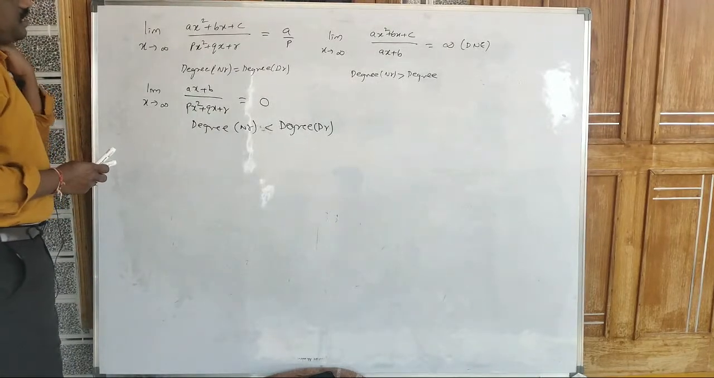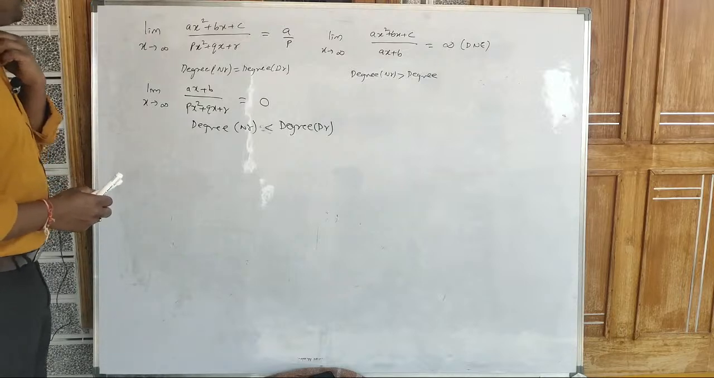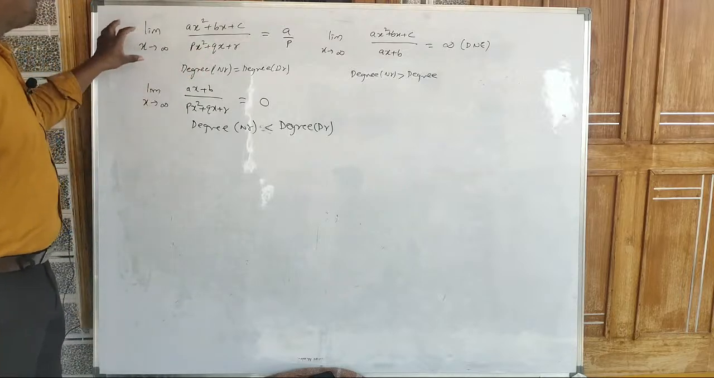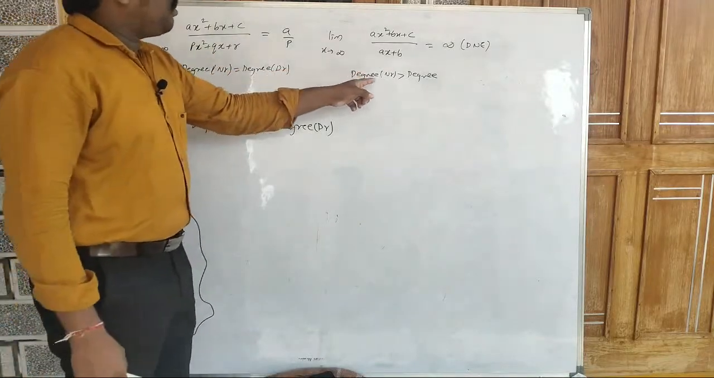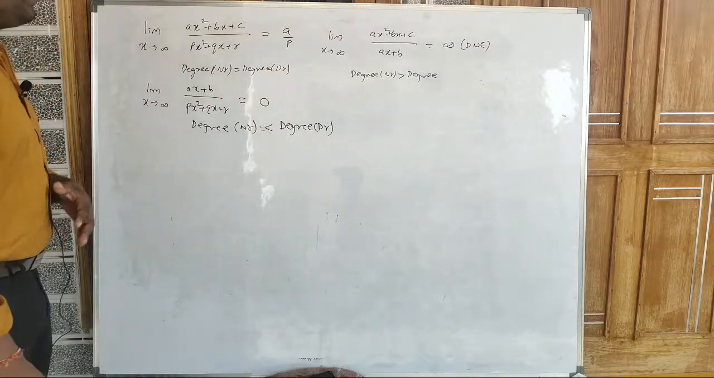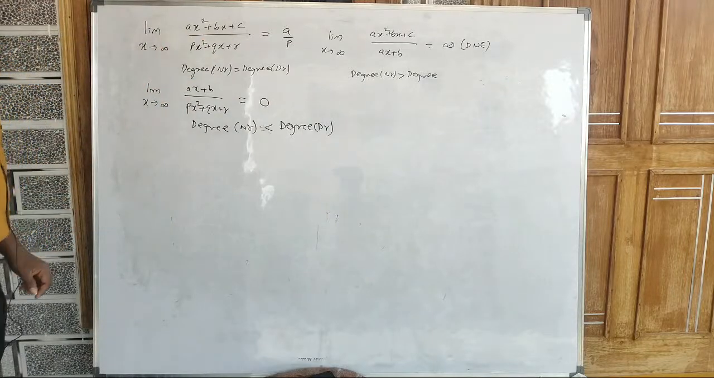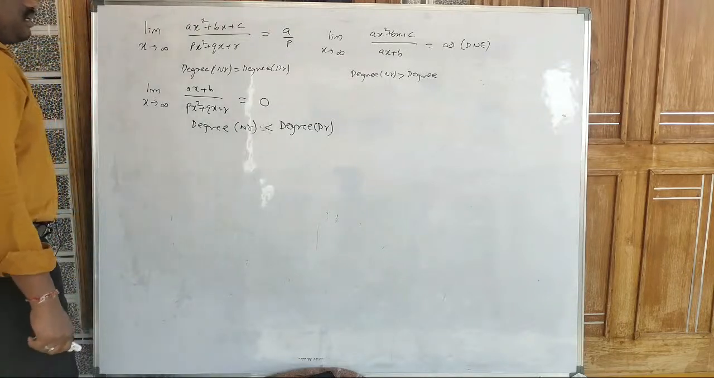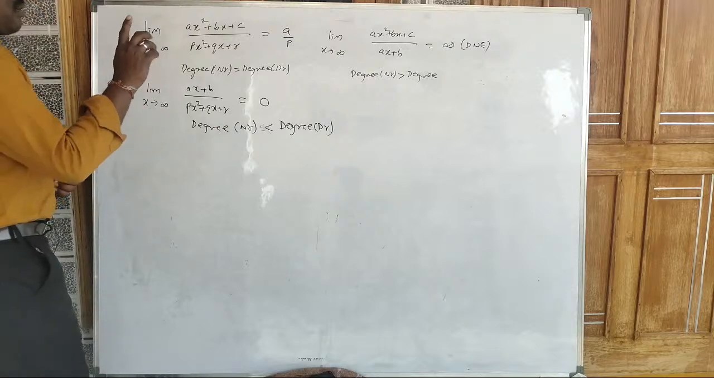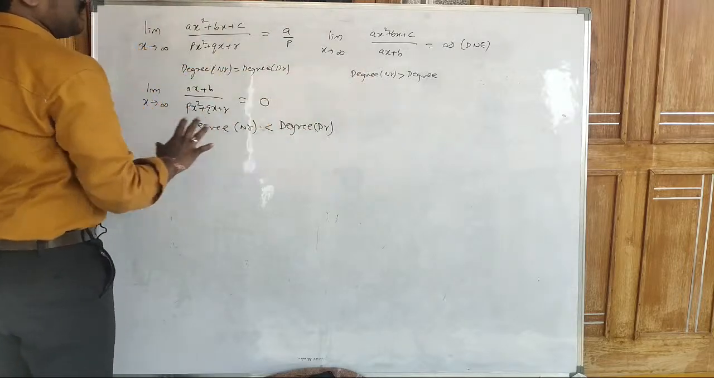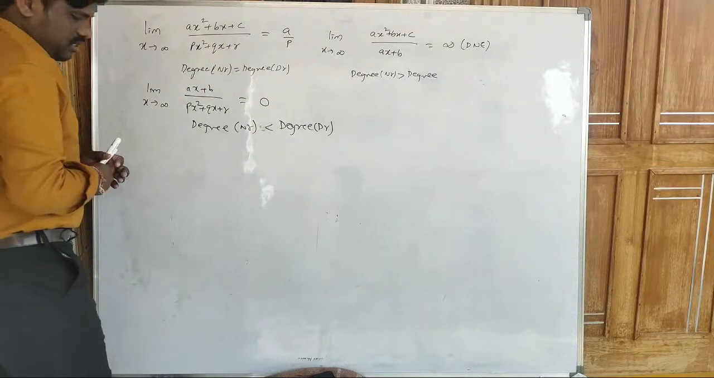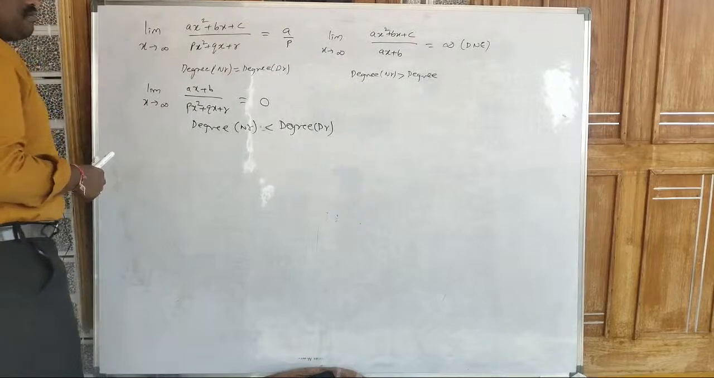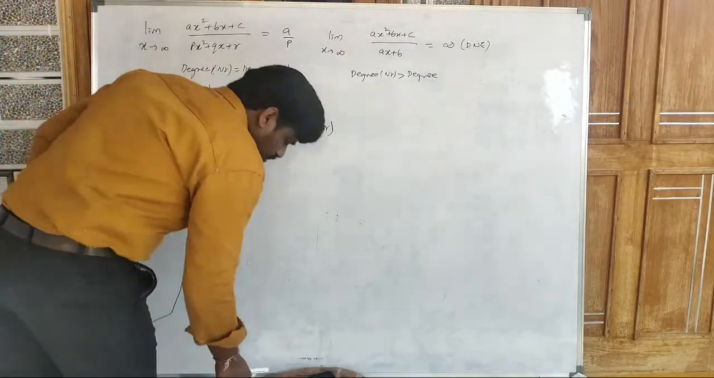Limit x tends to infinity, (ax² + bx + c) upon (px² + qx + r). When both degrees are the same, a by p is the answer. When the numerator degree is greater than the denominator degree, the answer is infinity, we can say DNE. And when the degree of numerator is less than the degree of denominator, the answer is 0. Now we are going to solve more problems based on this concept. If you understand this concept, we are going to solve questions asked in JEE Mains in previous years, and some other questions.